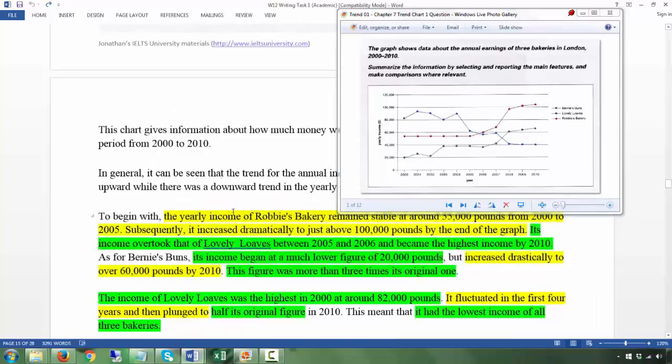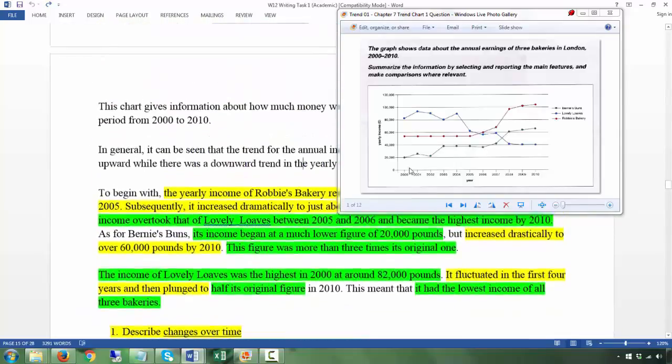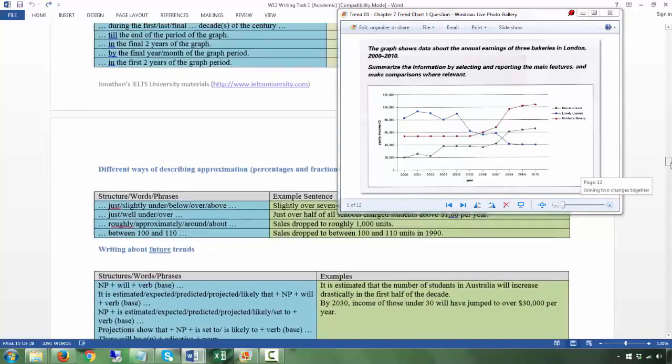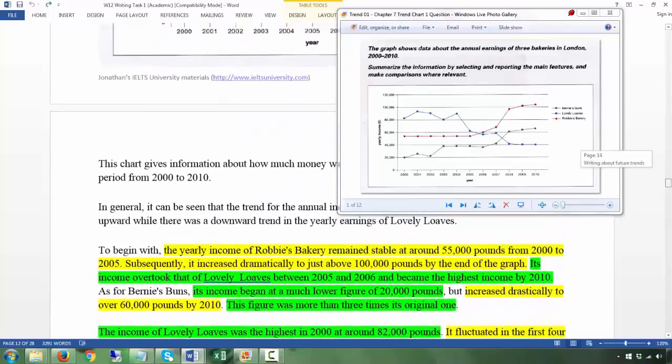To begin with, the yearly income of Robbie's Bakery remained stable at around £55,000 from 2000 to 2005. So I started with Robbie's Bakery. Okay, at around, because you don't know exactly. Again, you could even say in the first half of the decade. 2000 to 2005 is the first half of a decade, right? Remember, I gave you various phrases: in the first half, in the first decade, in the first half of a decade. You could even change it if you want to.